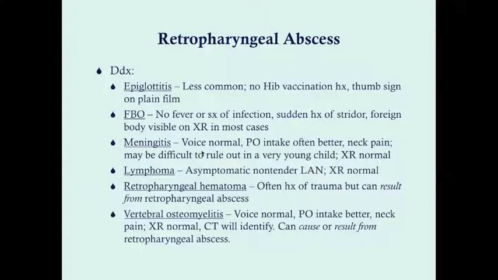Meningitis is a very difficult differential here, especially if you have a very young child. So in this case, the voice should be normal. The PO intake is often better because they don't have any pain or obstruction in their esophagus or in their pharynx. You can get neck pain. It may be difficult to rule out in a very young child because so much of the meningitis issues surround explanation. But the fact that the voice is normal, PO intake is better, can be very helpful.